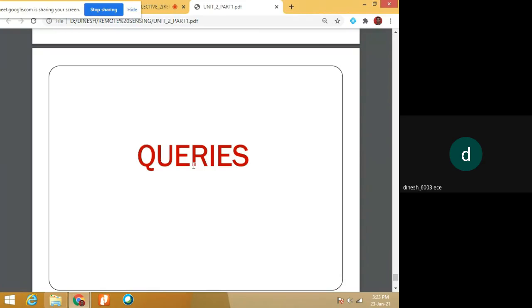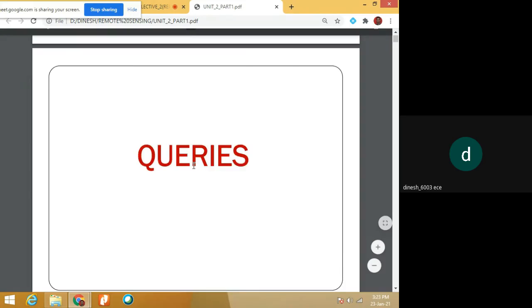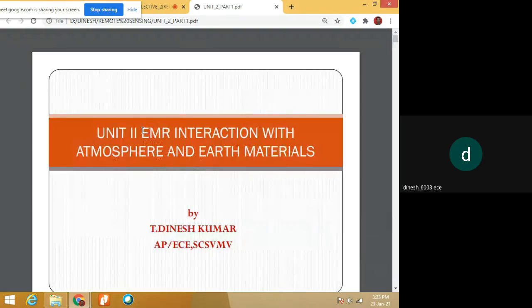So with this, the electromagnetic wave radiation interaction with the atmosphere, which you have seen, this topic is over. Electromagnetic radiation interaction with the atmosphere.